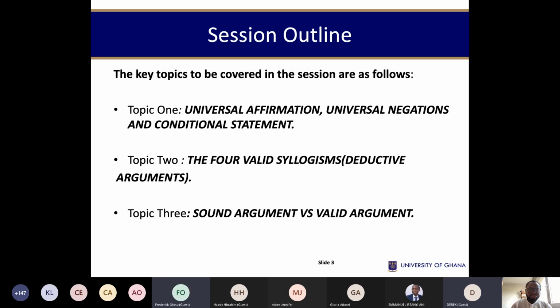So topic 1 will be universal affirmation, universal negations, and conditional statements. The second topic, we will look at the 4 valid syllogisms of deductive arguments. Then the third topic, we will look at sound arguments versus valid arguments. So what it means is that we will look at when we say an argument is sound, what does it mean? And when we say an argument is valid, what does it mean? So this is what we'll be doing for today.